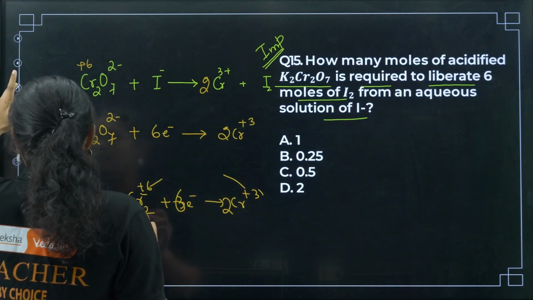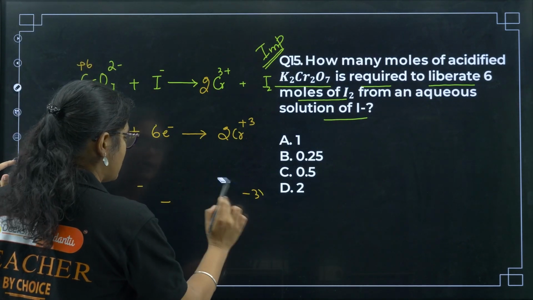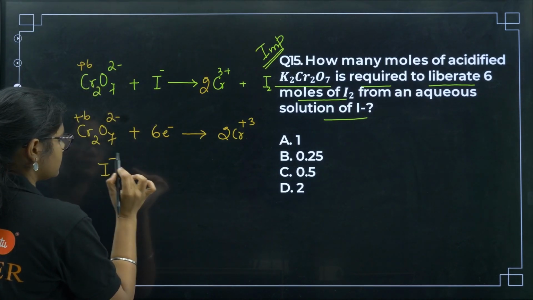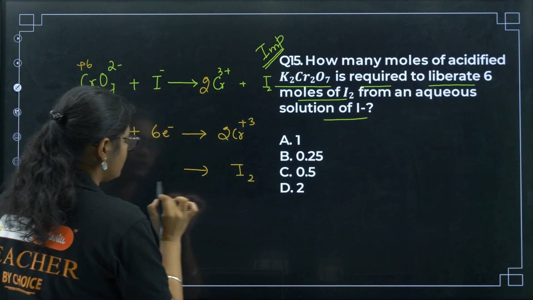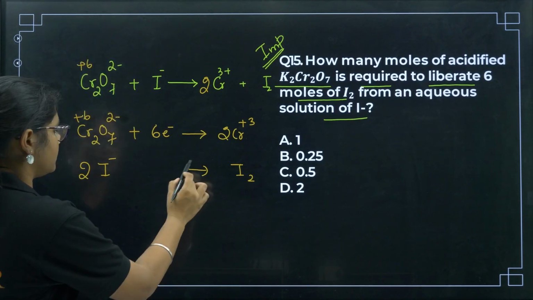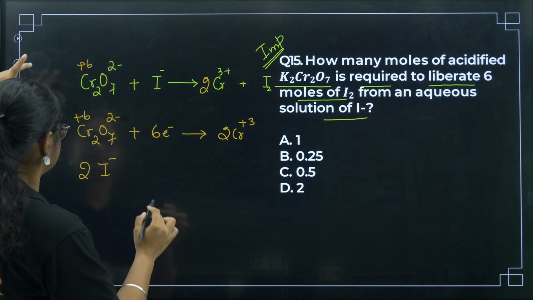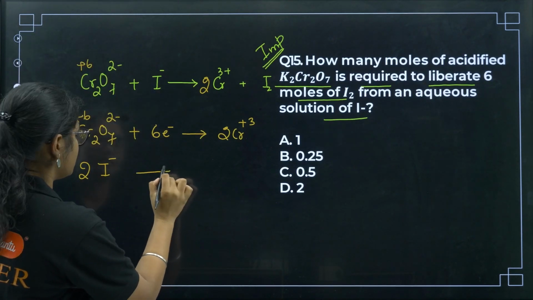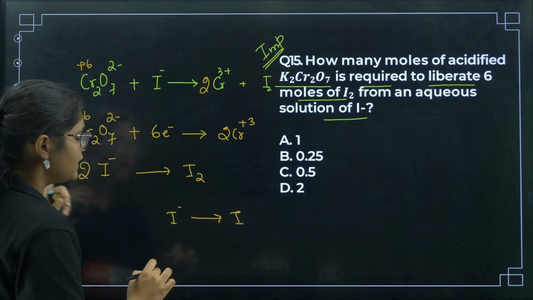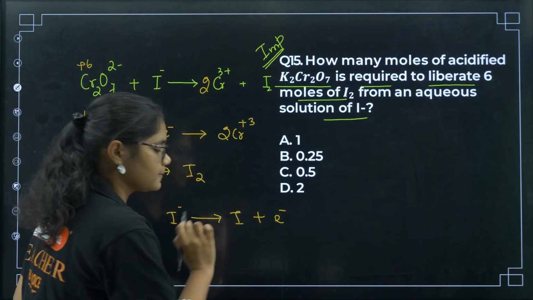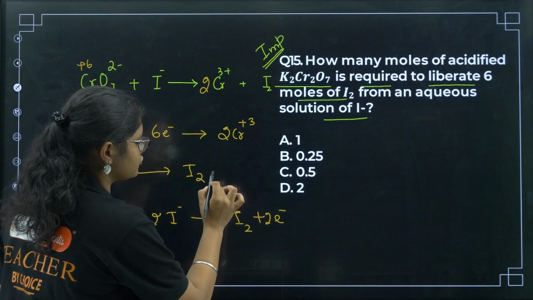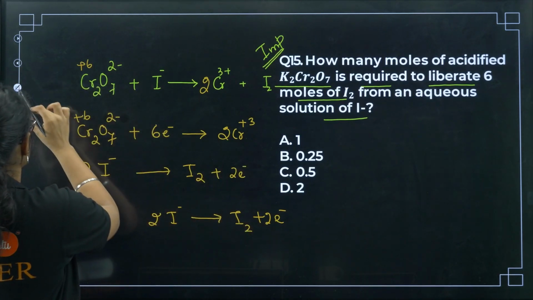Now let us see about iodine. I minus will give me I2, right? 2I minus will give me I2. Here I minus will be converted to I, and for this we need 1 electron. But since I2 will be produced, 2I minus should be there, so 2 electrons should be there. So this will be the conversion here.